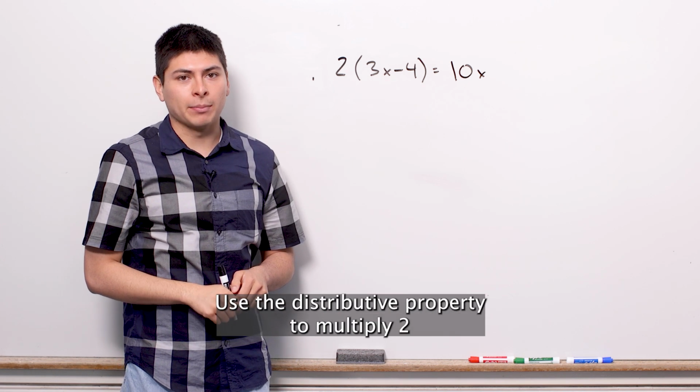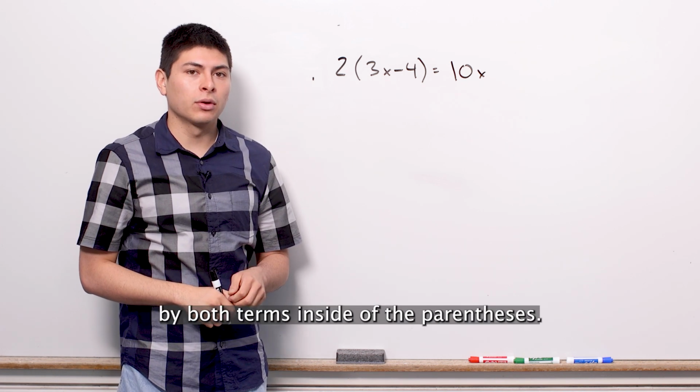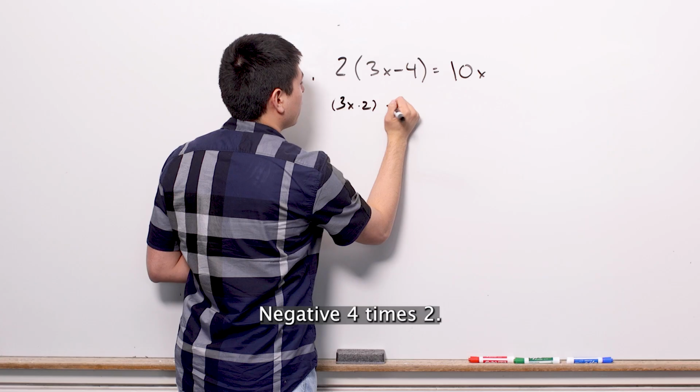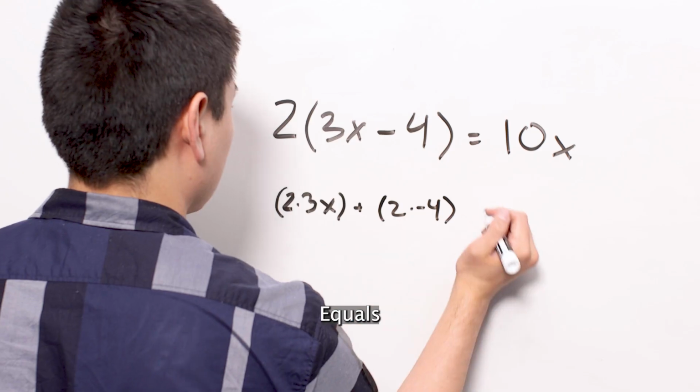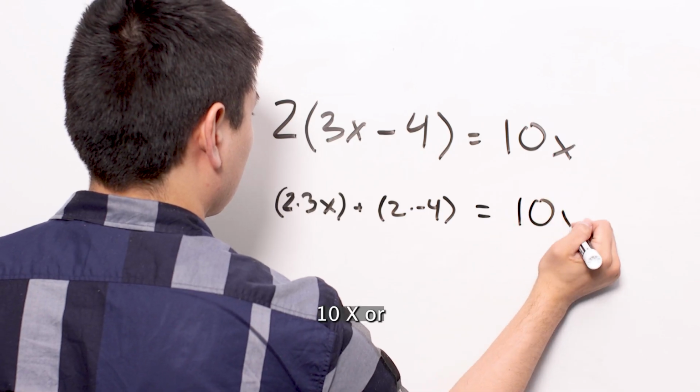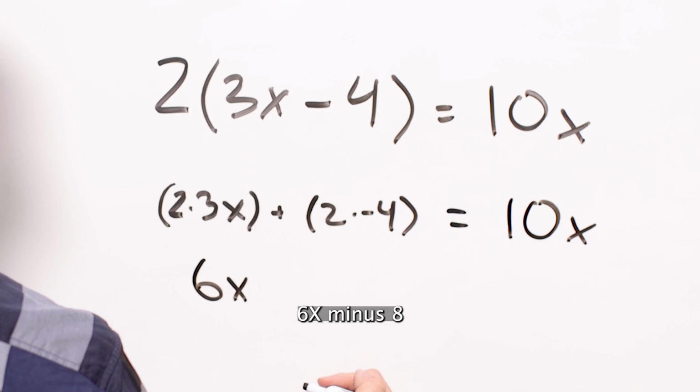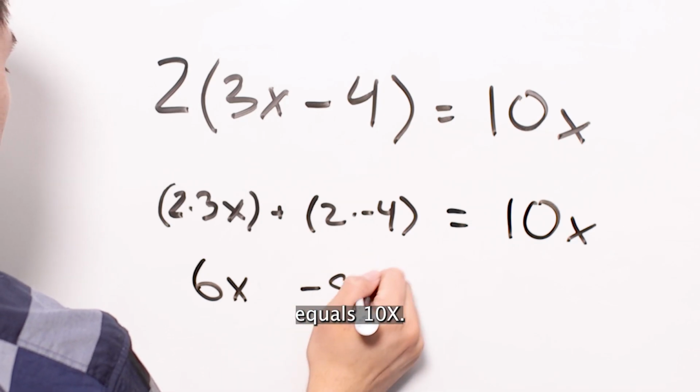Use the distributive property to multiply 2 by both terms inside of the parentheses. 3x times 2, negative 4 times 2, equals 10x, or 6x minus 8 equals 10x.